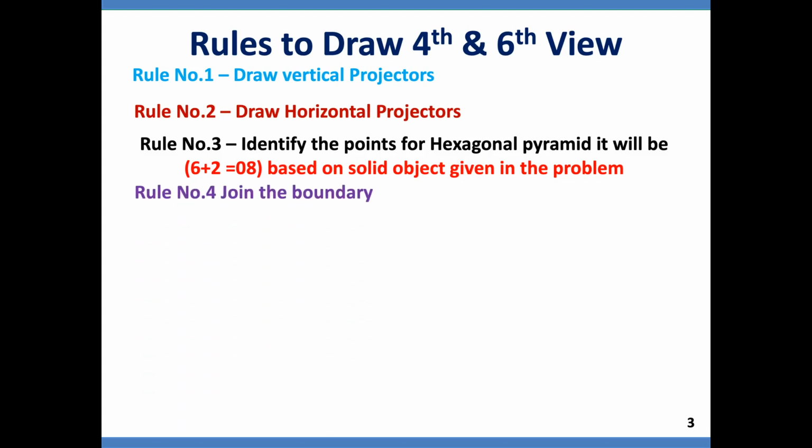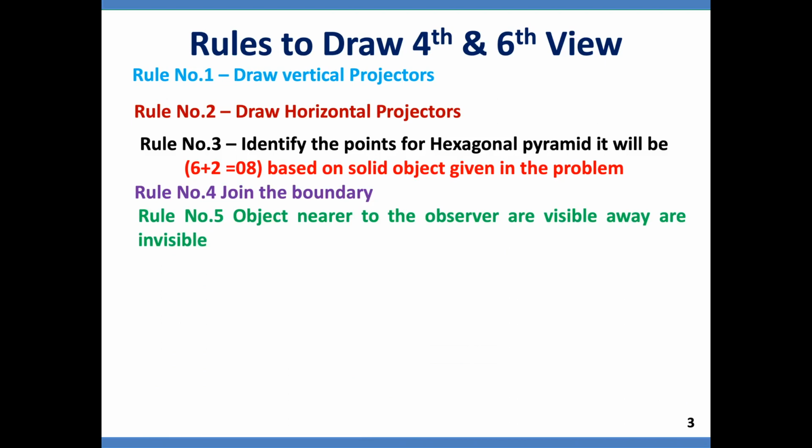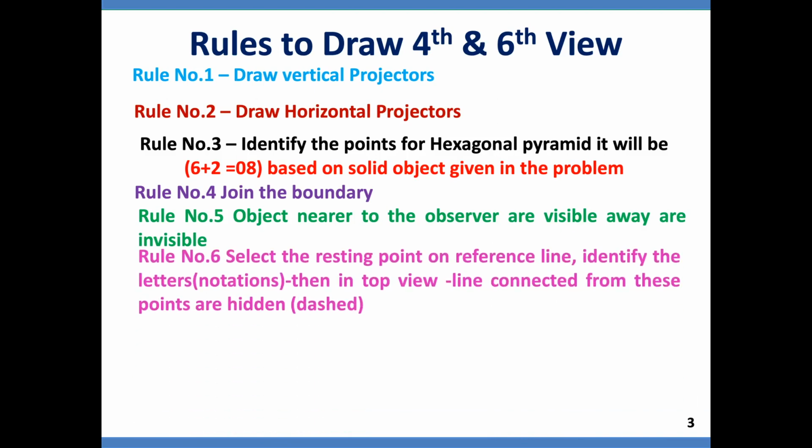Rule number 4, join the boundary. Rule number 5, objects nearer to the observer are visible, those away are invisible. Rule number 6, select the resting point on the reference line. Identify the notations, then move to the top view. Lines connected from these points are hidden, which means in drawing they are represented by dashed lines. All these rules will be clearly explained while solving the problem.